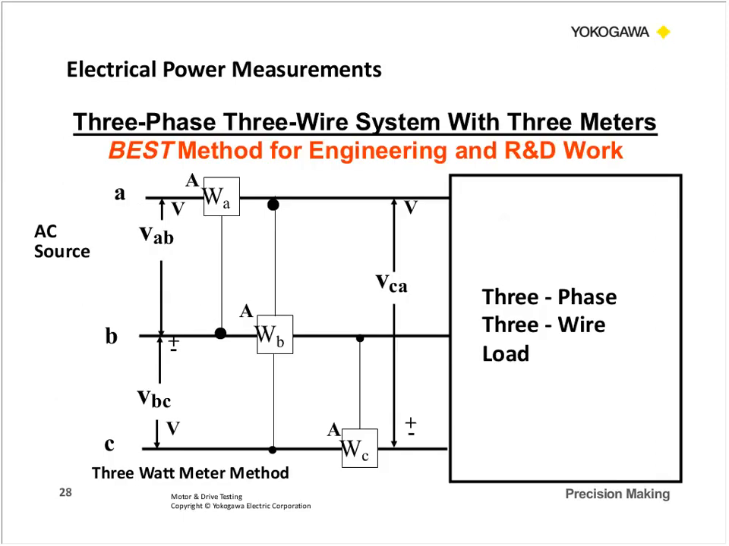Then we have another method. I say this is the best method for those of you in engineering and R&D work, where we can measure all 3 phases. We'll put a wattmeter in all 3. We're going to measure the voltage and the current in each phase, and the voltage from each line-to-line measurement. So this could be our 3-phase, 3-wire load, your motor out here. This way we can see what's going on with each of the phases.